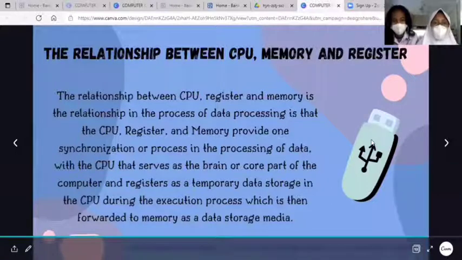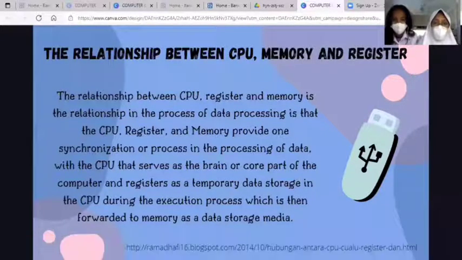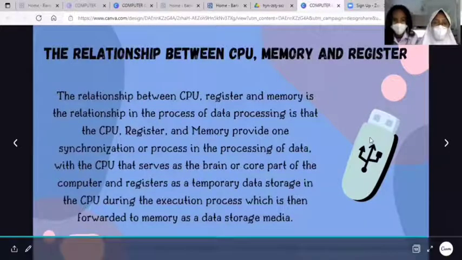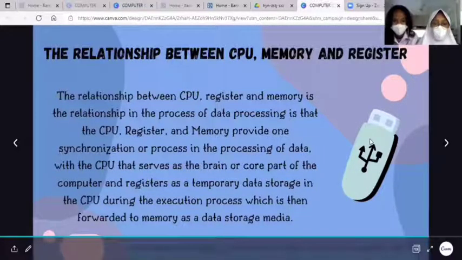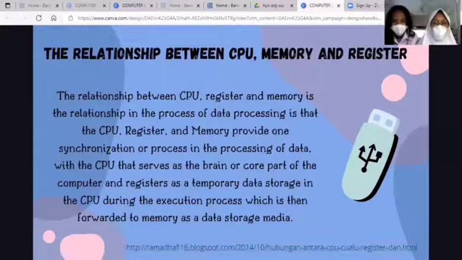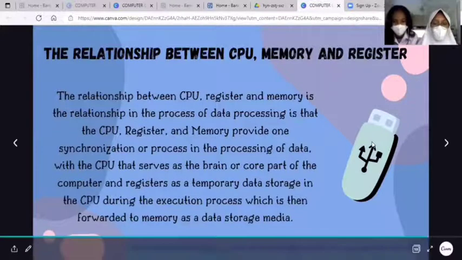The relationship between CPU, register, and memory in the process of data processing is that the CPU, register, and memory provide one synchronization in the processing of data. The CPU serves as the brain or core part of the computer, and registers serve as temporary data storage in the CPU during the execution process, which is then forwarded to memory as the data storage media.